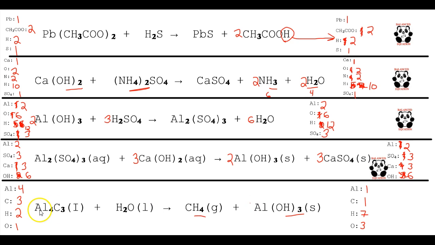First thing I'm going to do is I have 4 aluminums on the left. I might as well start by putting 4 right there. I'm going to put 3 for the carbon as well because I got 3 carbons on the right. Might as well get that there. Put both of them in there and see how that shakes out.